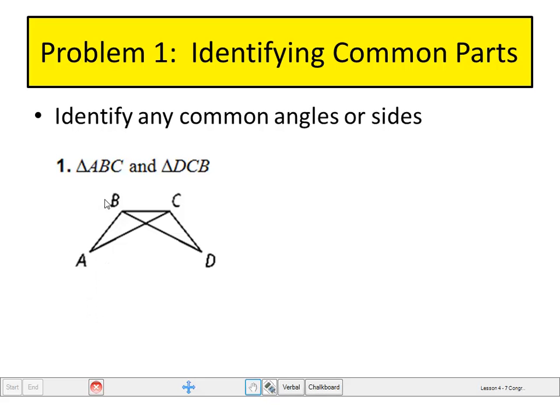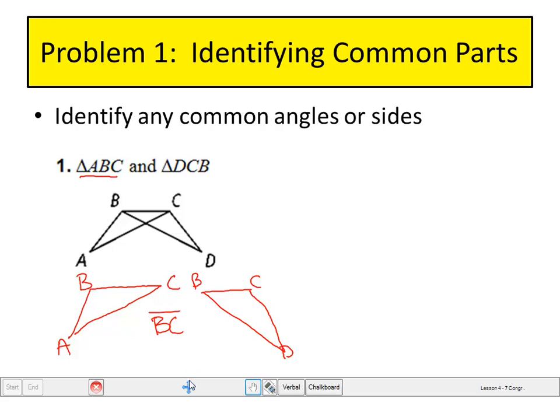So as we said, the first and easiest thing to do is to redraw the triangles. So here's triangle ABC. And triangle DCB. Do they have any angles or sides in common? What do you think? What do you think common would mean? Not necessarily equal, but be the same. Yeah, a side that they both share. BC is definitely a common side.